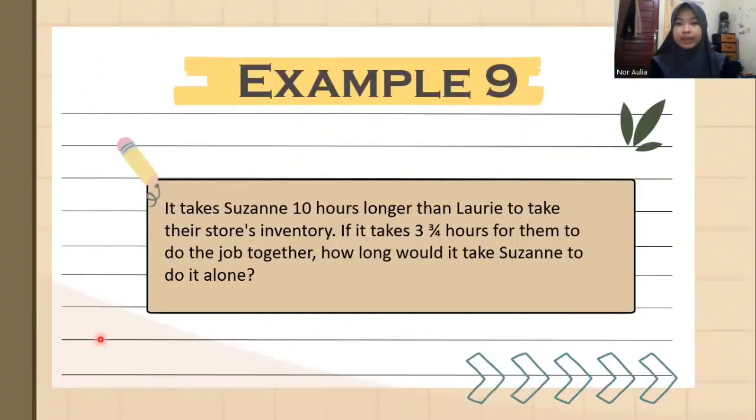Example 9. The question: it takes Susanna 10 hours longer than Lauren to take their store's inventory. If it takes 3 and 3/4 hours for them to do the job together, how long will it take Susanna to do it alone?